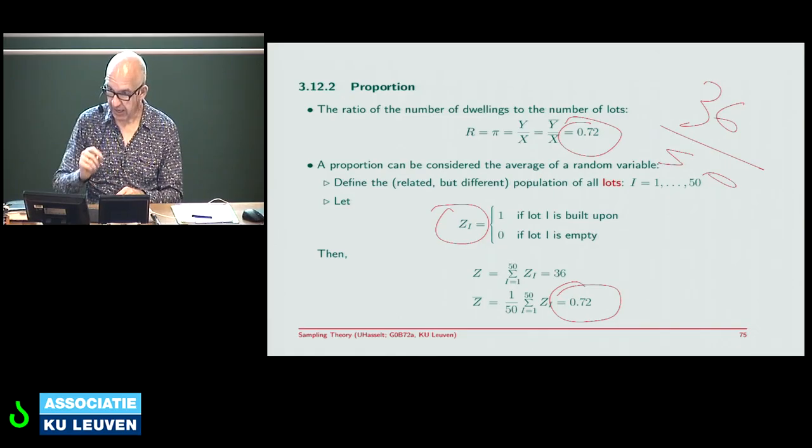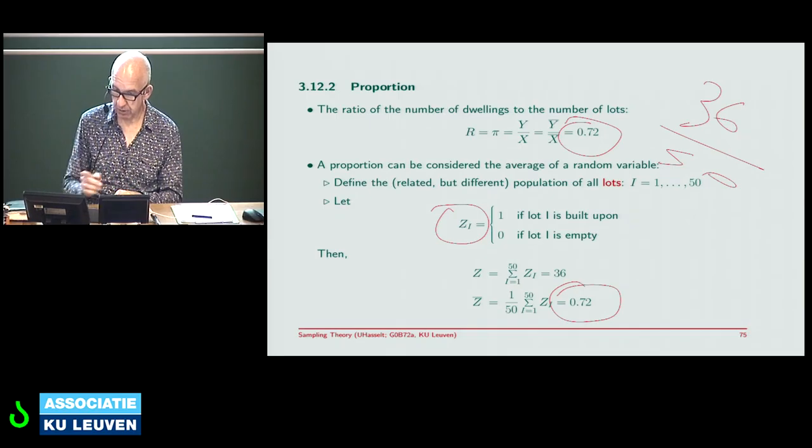Now, there is something fundamentally different from before. Xi, there i ranges from 1 to 8. Yi, i ranges from 1 to 8. Zi, i ranges from 1 to 50, because we have changed the unit. On x and y, the units are blocks, and there are 8 blocks. On Z, the units are lots, not blocks, and there are 50 of those.